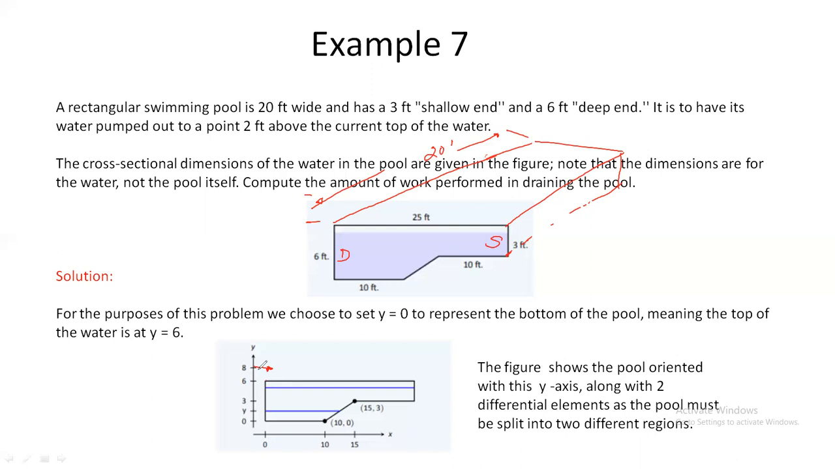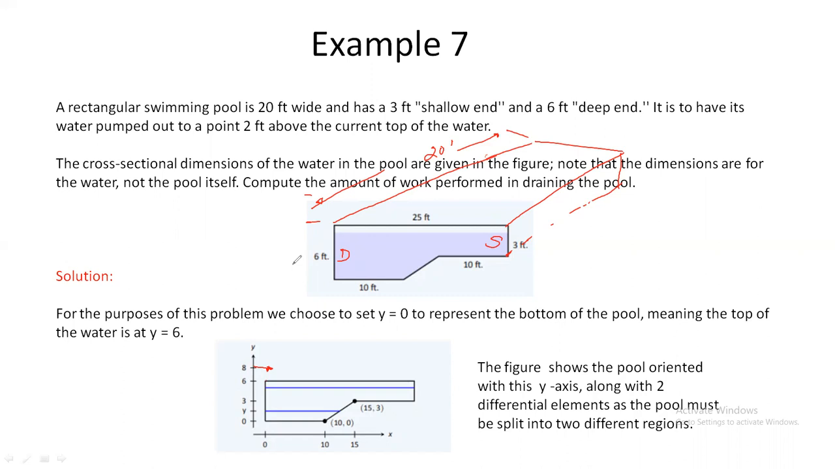Okay, the cross-sectional dimensions of the water in the pool are given below. So note the dimensions are for the water, not the pool itself. So compute the amount of work performed in draining the pool. So the cross-section that is drawn is that of the water and not the pool itself. So that's the dimension of water. Okay, you have here a 20 by 25 feet rectangular swimming pool, and this is its cross-section on the side. So kids will swim in this portion while adults will swim in this portion because it's already the deep end.